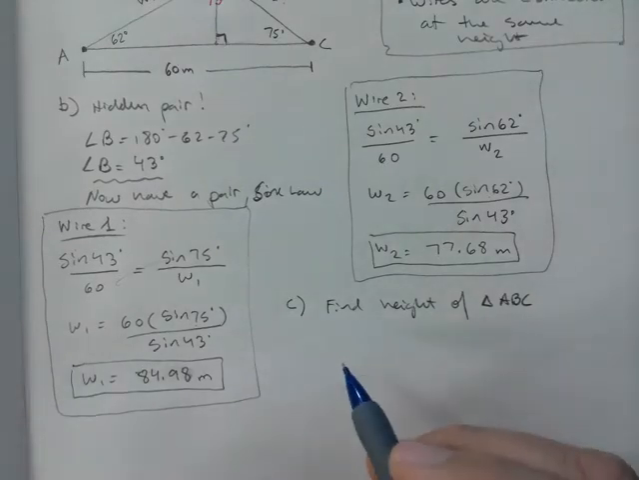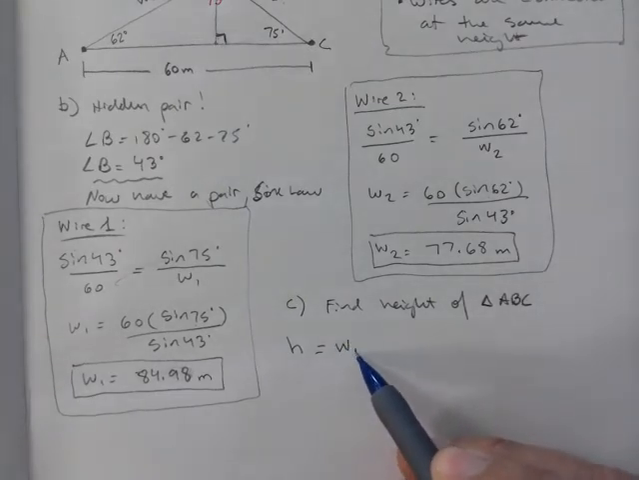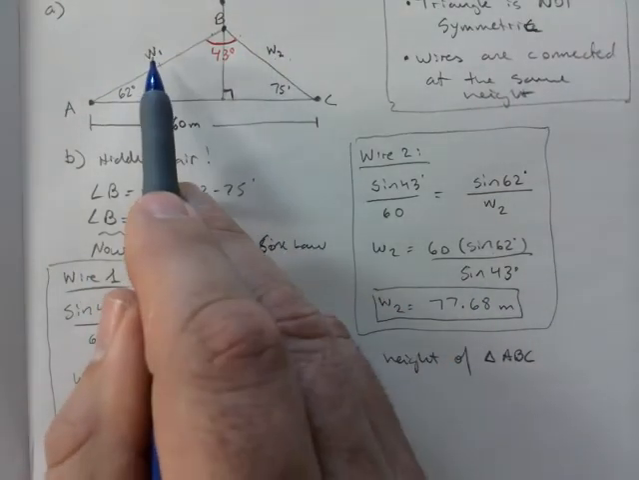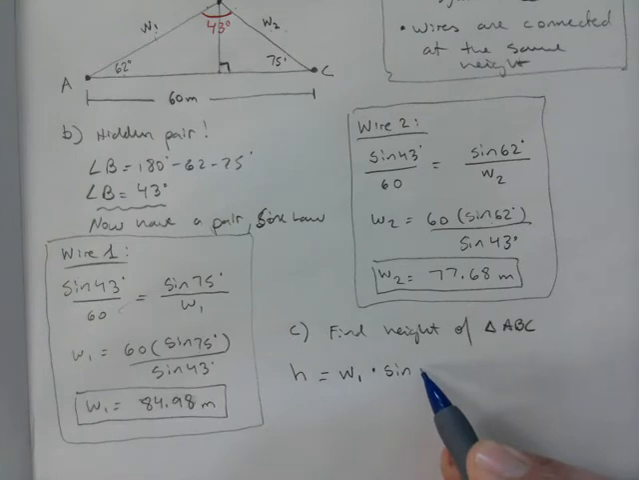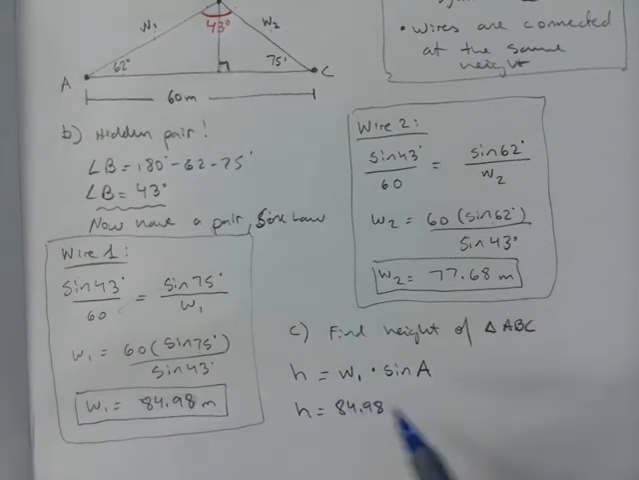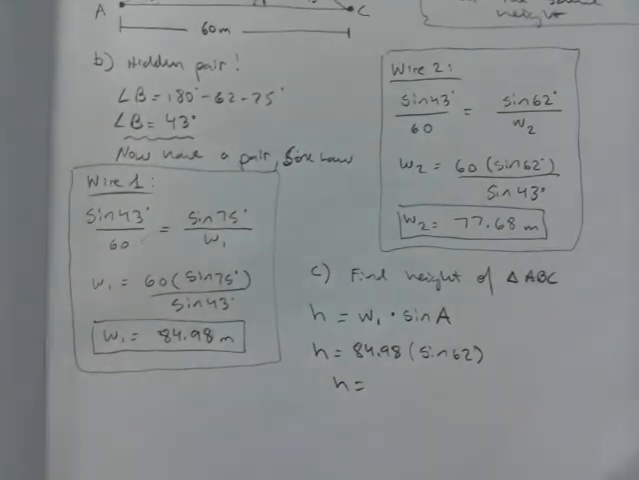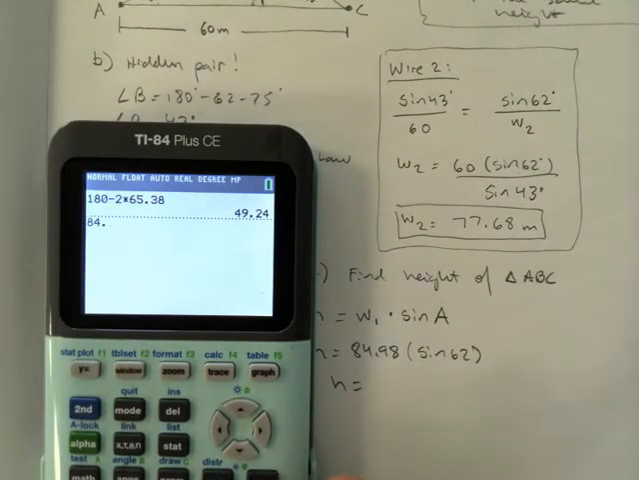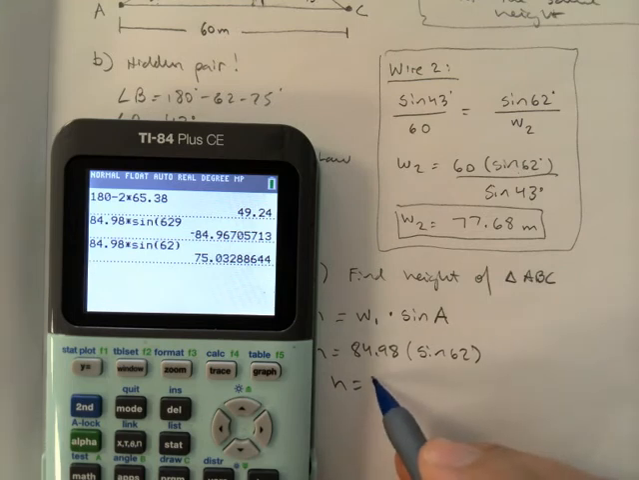And do you remember how to do that? That is the question. One way would be to go W1, right? In this case, you know both of these sides. You can go W1 times sine of 62. That will do it. Sine of angle A in this case. So it's 84.98 times sine of 62. And I will actually make sure I get this right. 75.03 meters.